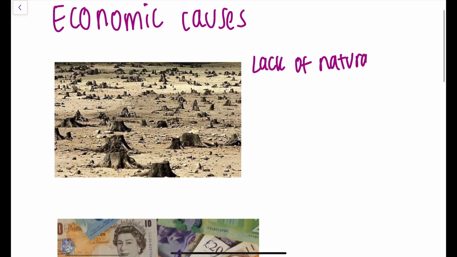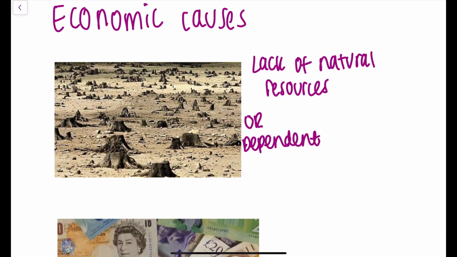Now if an LIC does not have anything to sell, it will struggle to develop as it's not making money. Many LICs are dependent on a single export, which is a big economic risk. For example, in Zambia, copper accounts for over half of the total value of exports, and that price of copper has fluctuated, which obviously means that it negatively affects the development of the country.